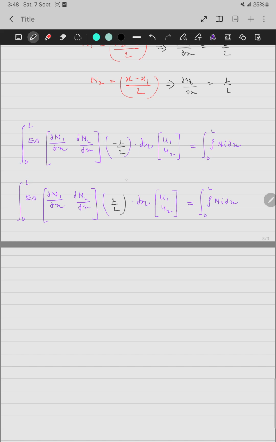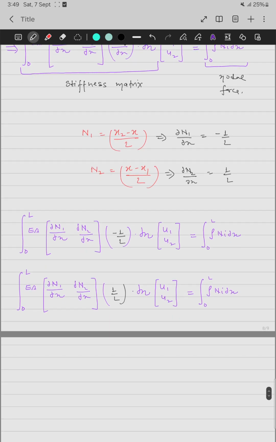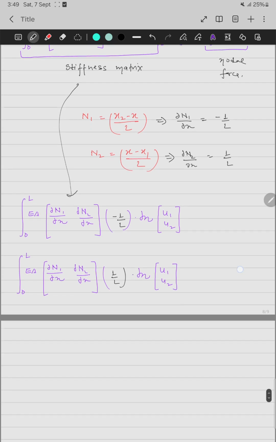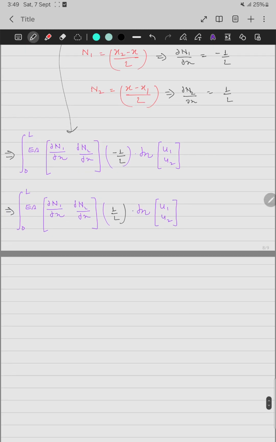Okay, or yeah, it will get out from this integration, and we can write it as, okay, we can write it as, so this is our stiffness matrix. So as of now, let's focus on stiffness matrix only. As of now, I am not taking these terms. Just focus on stiffness matrix, and after working on the stiffness matrix, we will do for that nodal force also. So let's focus here only.